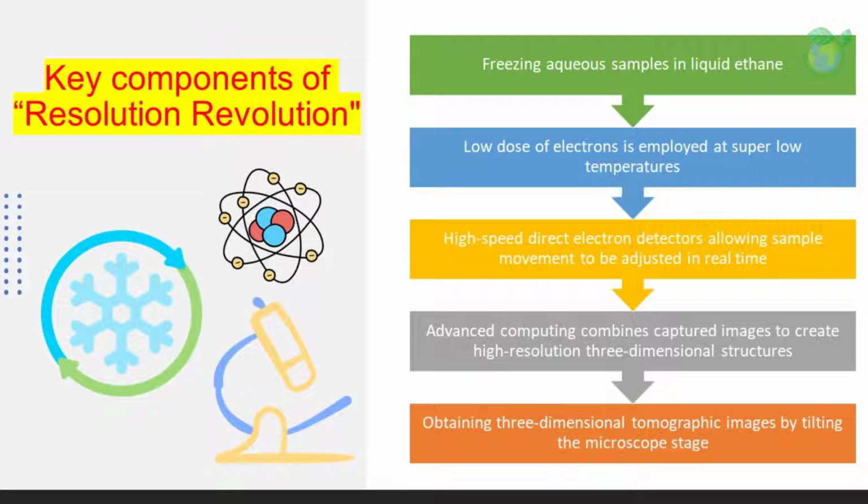of electrons is employed. High-speed direct electron detectors can count individual atoms at hundreds of frames per second, allowing sample movement to be adjusted in real time. Advanced computing combines dozens of images to create high-resolution three-dimensional structures. Terabytes of data are processed by graphics processing units. A three-dimensional tomography image can be created by tilting the microscope stage that is holding the sample as photos are captured.